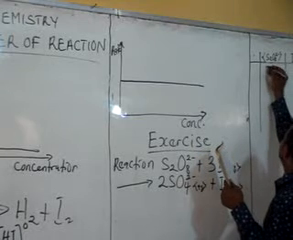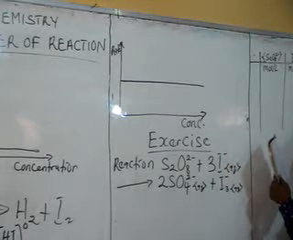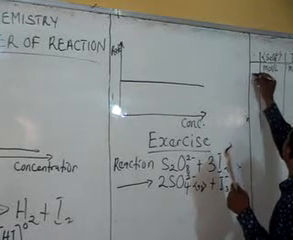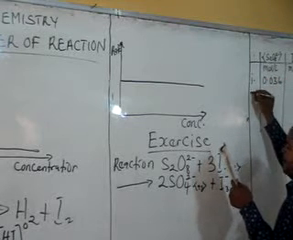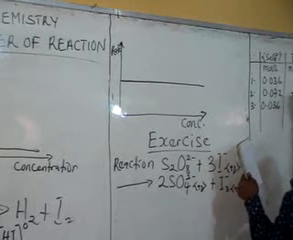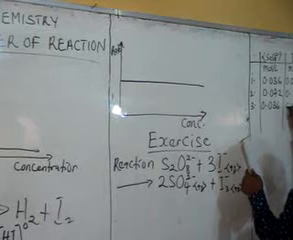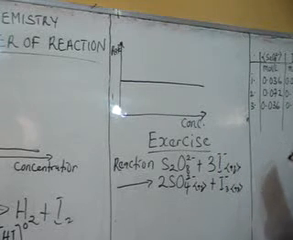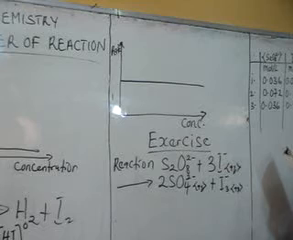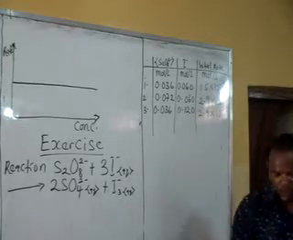So for the first one we have 0.036, 0.072, 0.036, 0.060, 0.060, 0.160, and then the rate for the first one is 1.5 times 10 to the power minus 5, 2.9 times 10 to the power minus 5, and here we have 2.9 times 10 to the power minus 5. Now from this data obtained, we have to calculate the following.